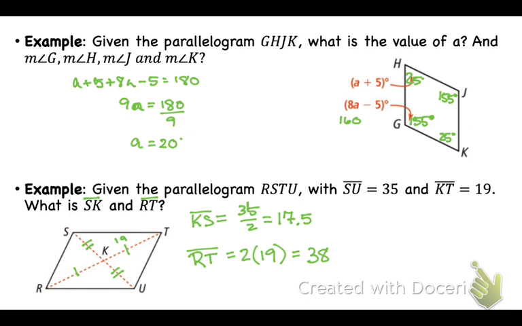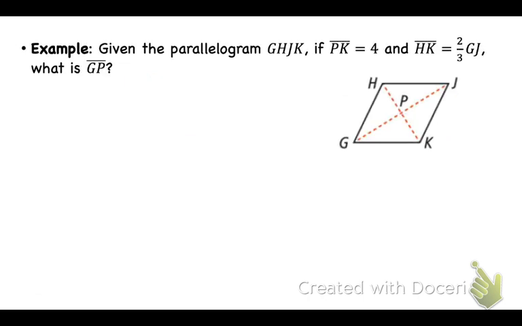Ooh, the next one should be fun. I want you to try the next one on your own. Given the parallelogram GHJK, if PK equals 4 and HK equals 2/3 of GK, what is GP? So go through and identify what are congruent on your picture. That would be a helpful start. Amber, put what you know on your picture.